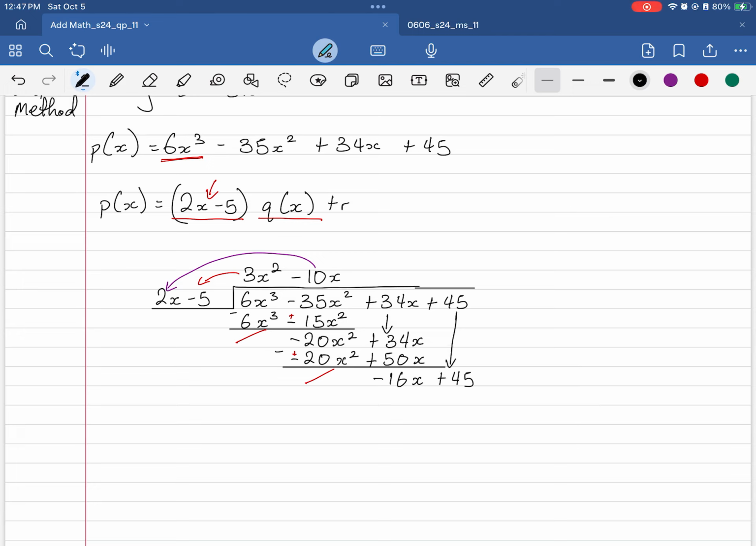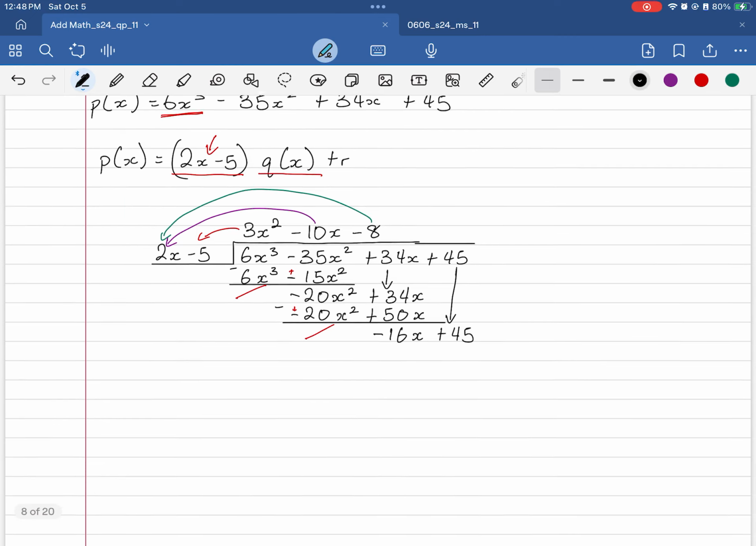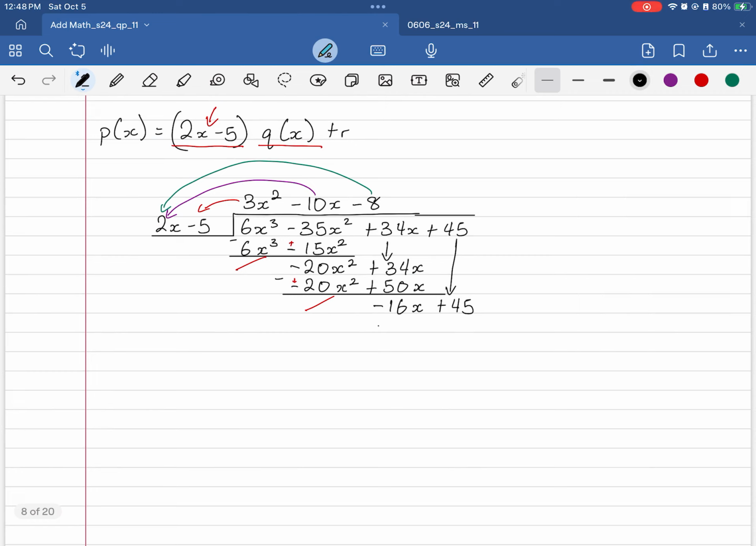So minus 16x divided by 2x will give you minus 8. Now I'm multiplying this with this. Minus 8 times 2x is minus 16x. Minus 8 times minus 5 will give you plus 40. So subtract this. Again, this cancels out. 45 minus 40 is 5. So your remainder, r, is equal to 5.